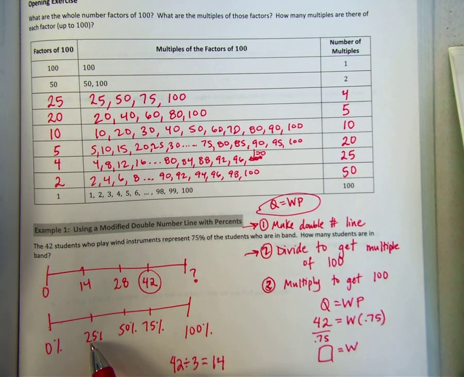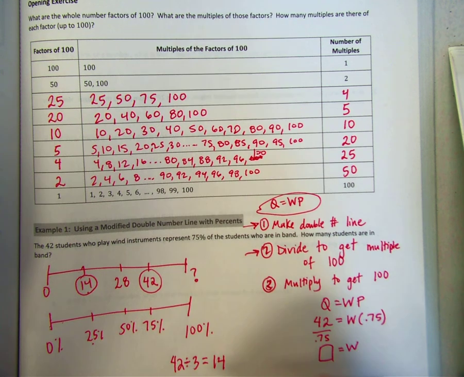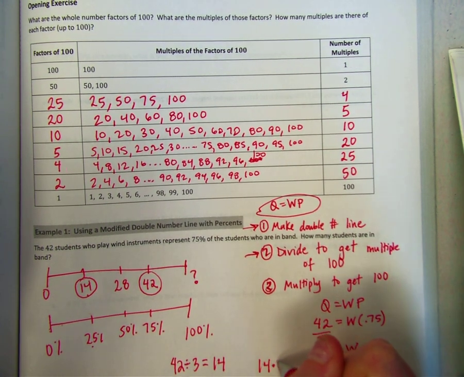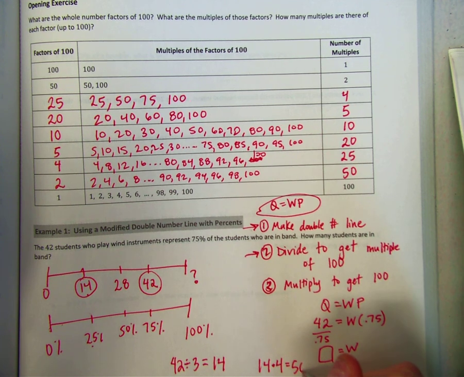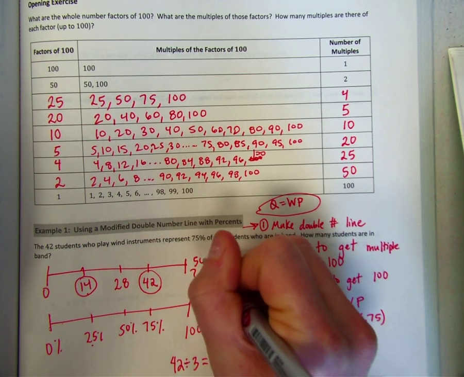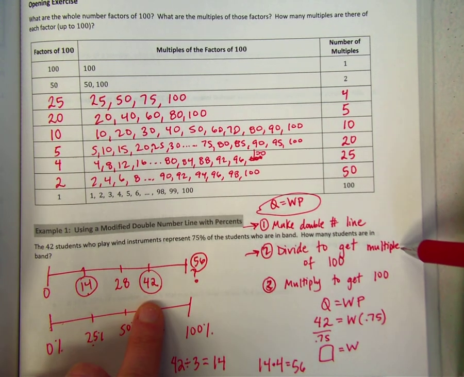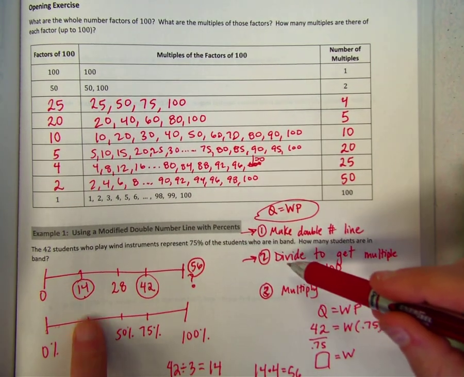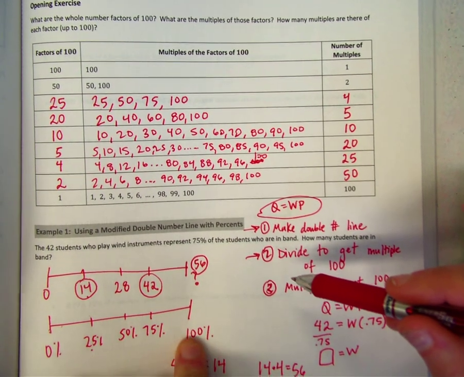And then if we know that 25% is 14, we can multiply that by 4 to get 100%, which is 56. So that's where these steps come in. We're dividing what we have to get a multiple of 100, and then we're multiplying that by whatever we need to get 100.